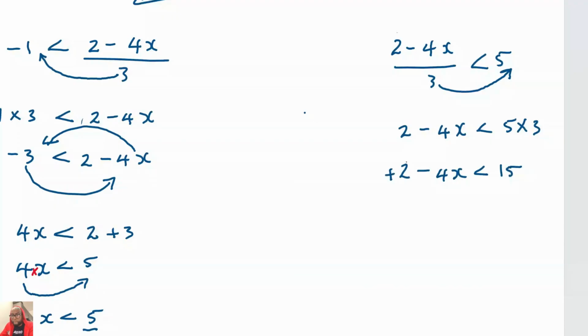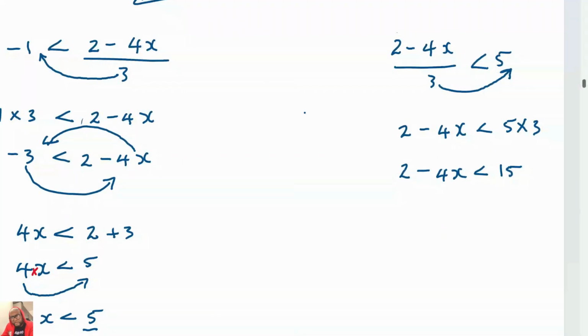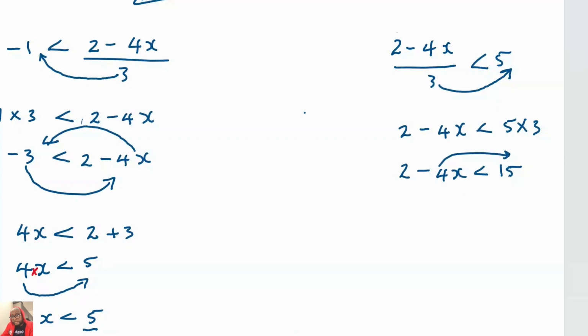What do I do? I'm moving the 2 first, right? Or I can move the 4x now. That's to make it positive, right? Because when you divide by a negative number with inequalities, things change, right? So I carry the 4x here, and I bring in the 15 here. This positive 15 will become -15.